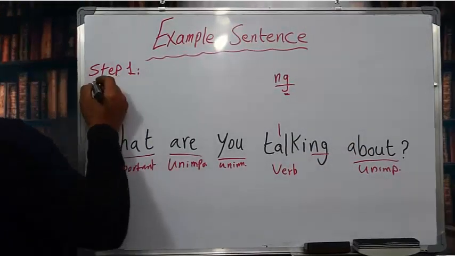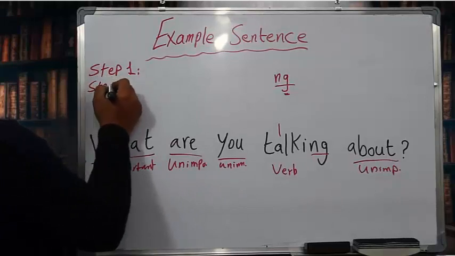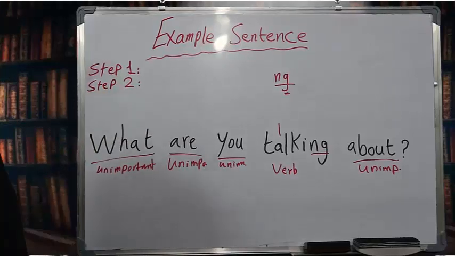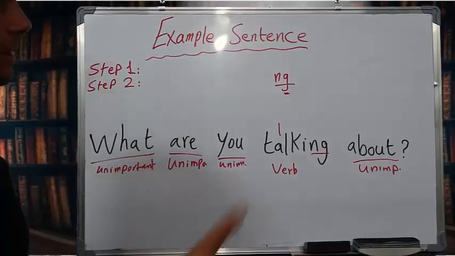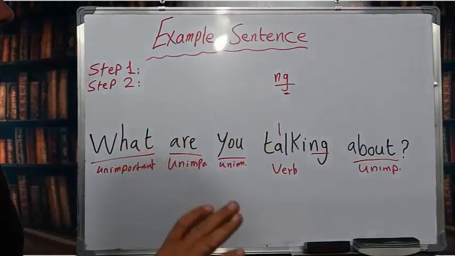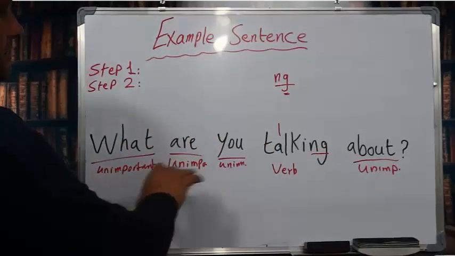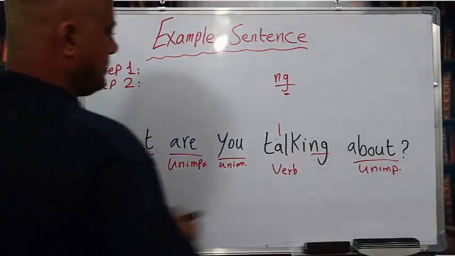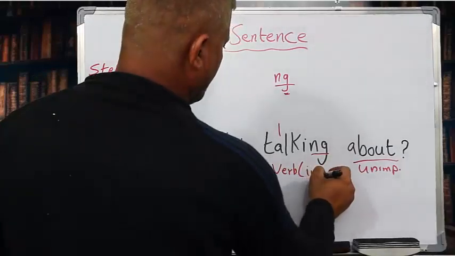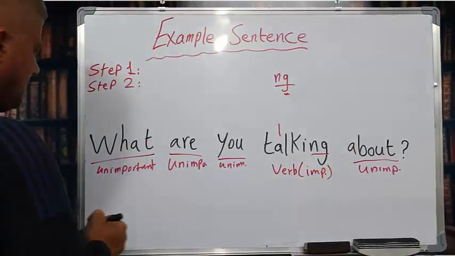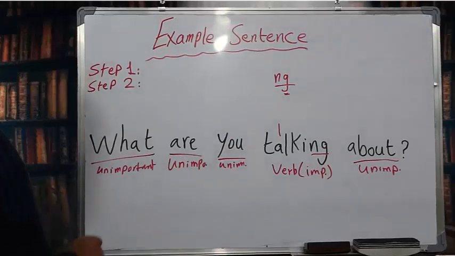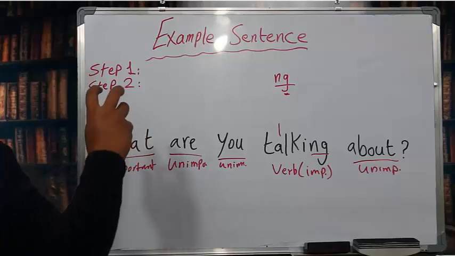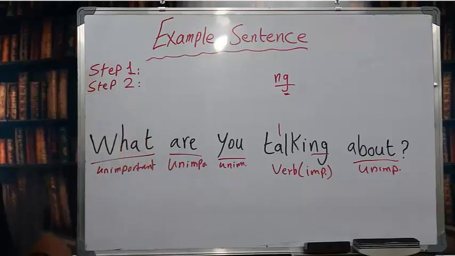Now let's move on. Step 2. Step 2 talks all about reduction, but reduction only on unimportant words. No reduction on important words. Let's go to the first word in this sentence. What is unimportant? So we will apply the reduction.